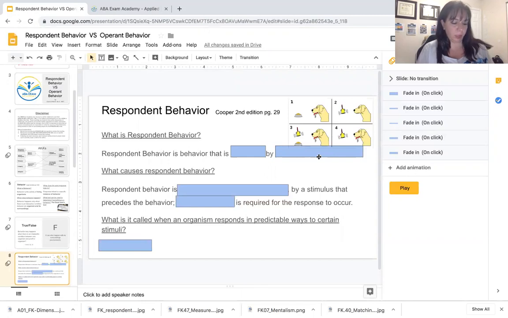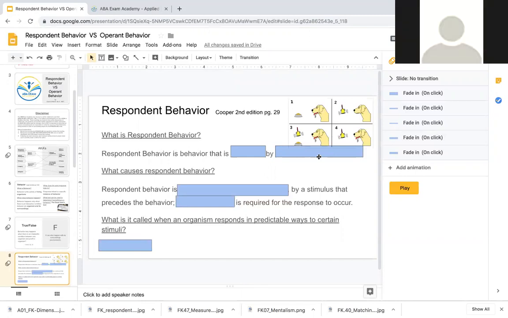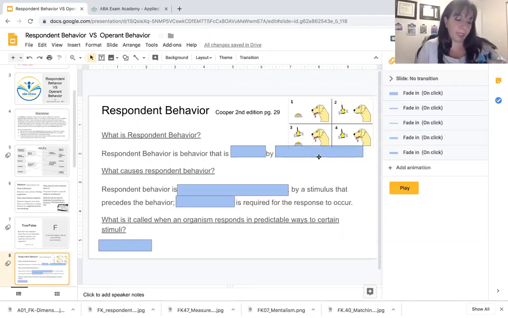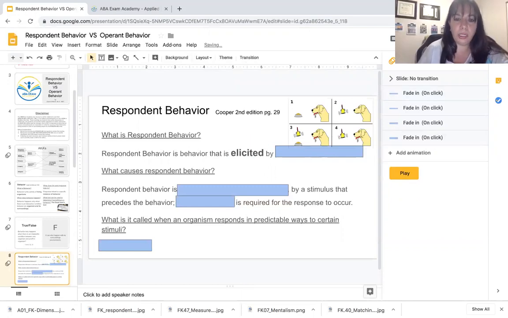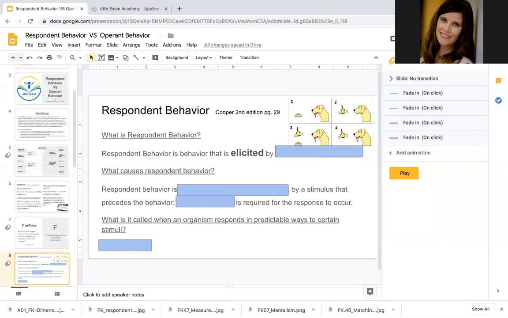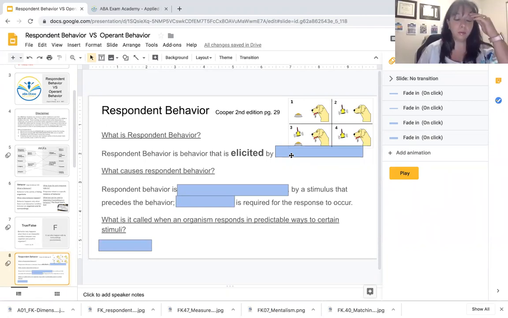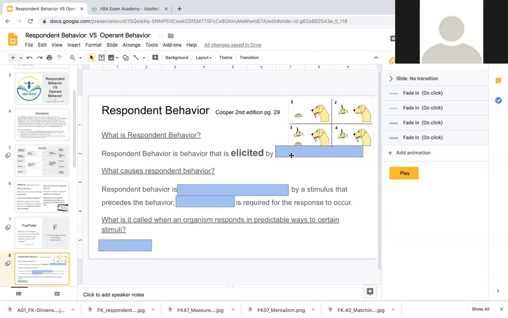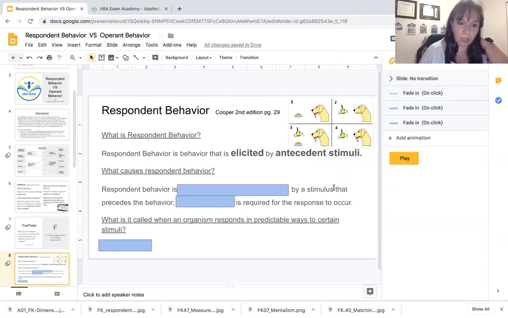Can anyone think of what goes there? Elicited. Yes, so it's elicited by, what did it elicit? Responses. So the responses are called what? Is it an antecedent or a consequence? Antecedent, yeah. So it's an antecedent stimulus.